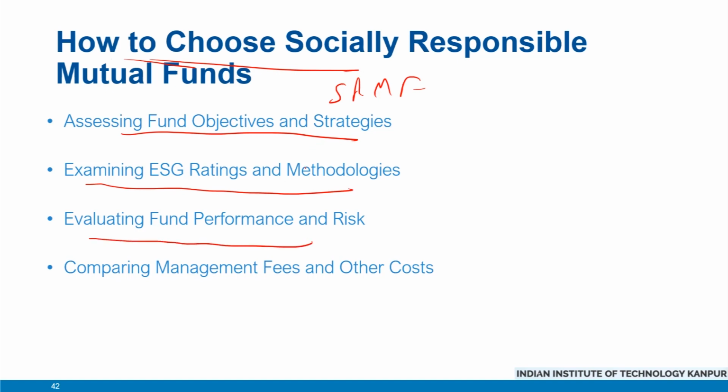Third, evaluating fund performance and risk. It is crucial to consider the fund's historical performance, risk-adjusted returns, and volatility compared to benchmark indices and fund peers. Lastly, comparing management fees and other costs. Investors should compare the management fees, expense ratios, and other costs associated with the SRMFs under consideration to make cost-effective investment decisions.